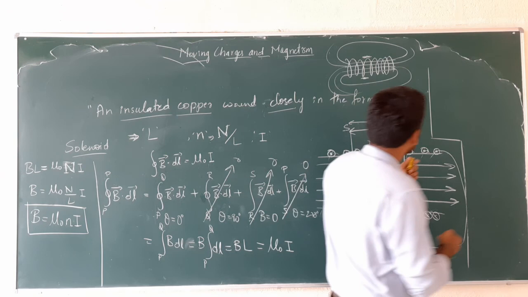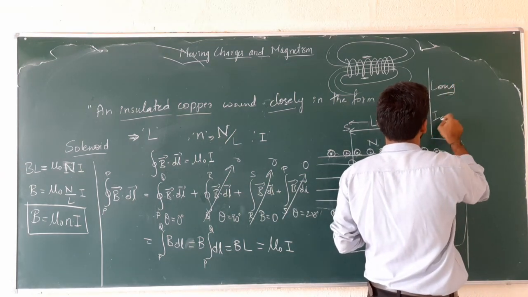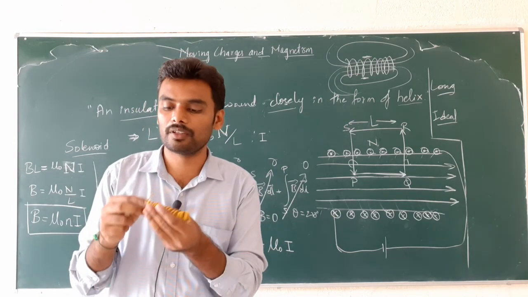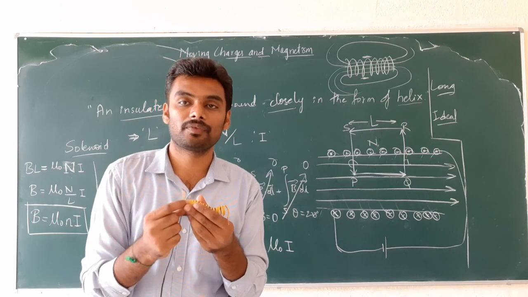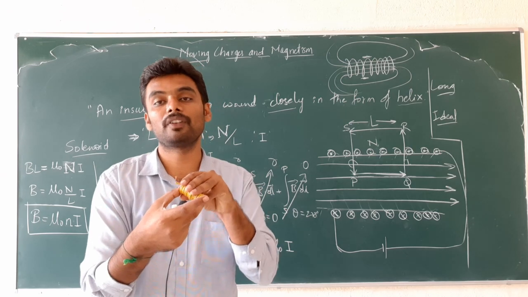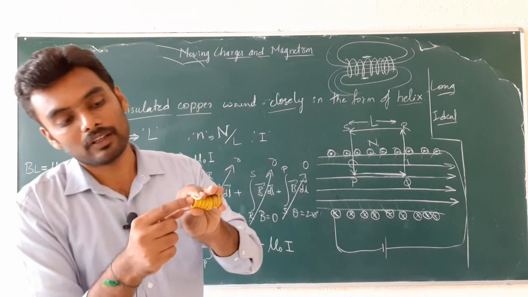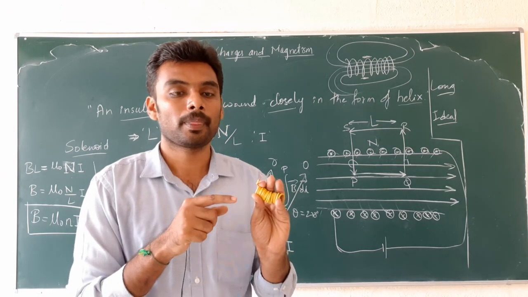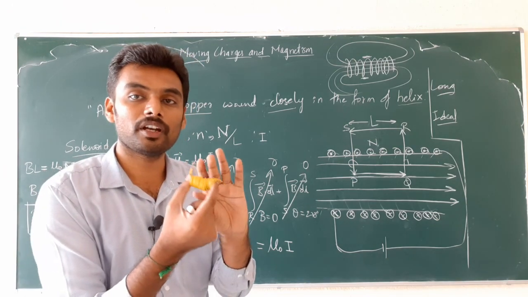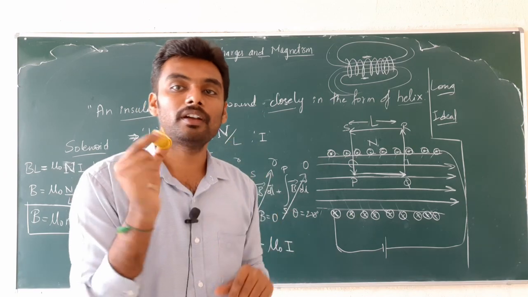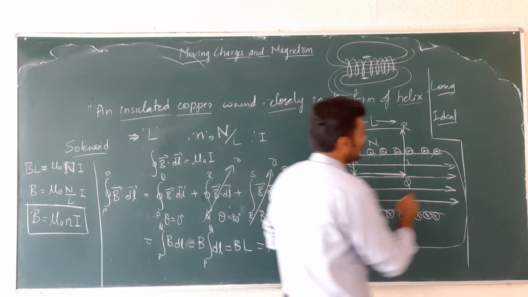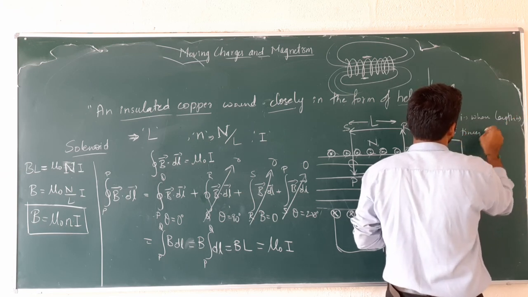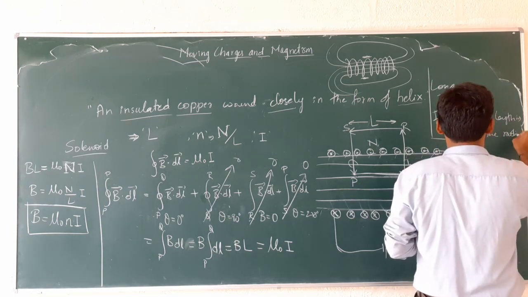One more important kind of solenoid is the ideal solenoid, which is a solenoid with the length equal to 5 times the radius. Say the radius is half centimeter. Then what should be the length of the solenoid in order for it to be ideal? Half times 5 is 2.5. So the length must be 2.5 centimeter to make this solenoid ideal. That's the condition for an ideal solenoid, where the length is 5 times the radius. Rest everything is same.